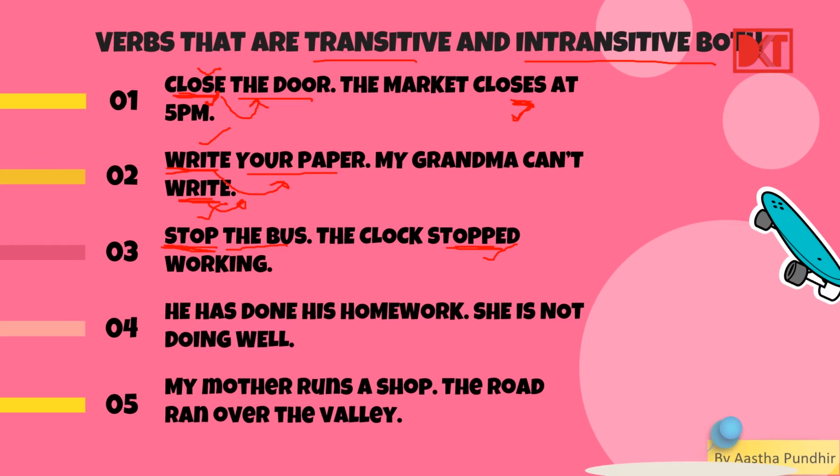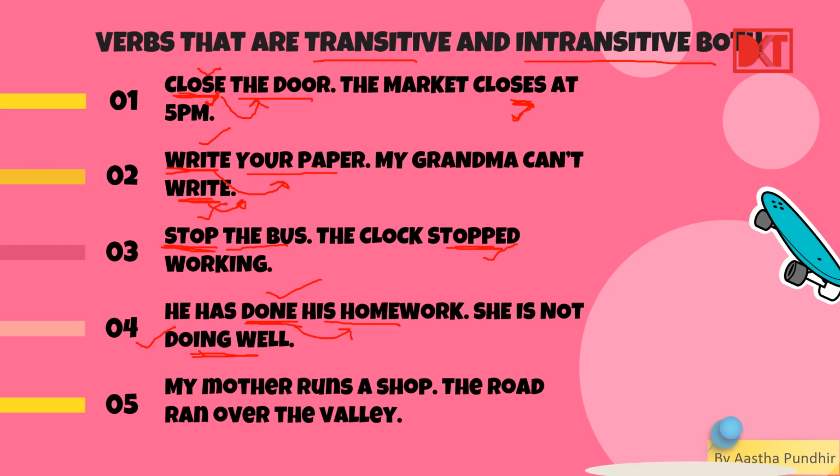Then another example. He has done his homework. He has done what? He has done his homework. So the verb requires the object, his homework, to complete its meaning. Right. Next sentence, she is not doing well. Here the verb do does not require any object. So it is an intransitive verb.